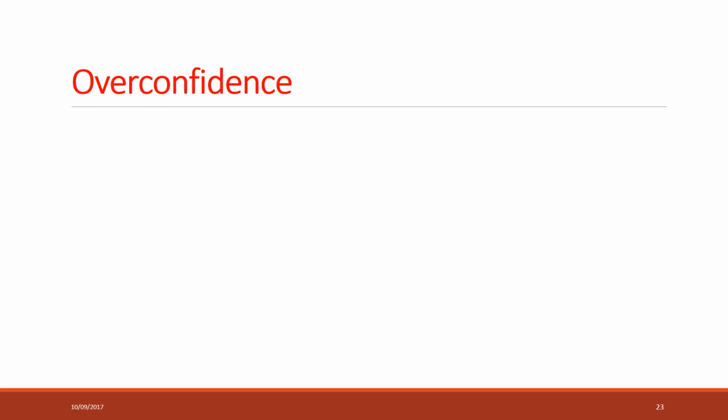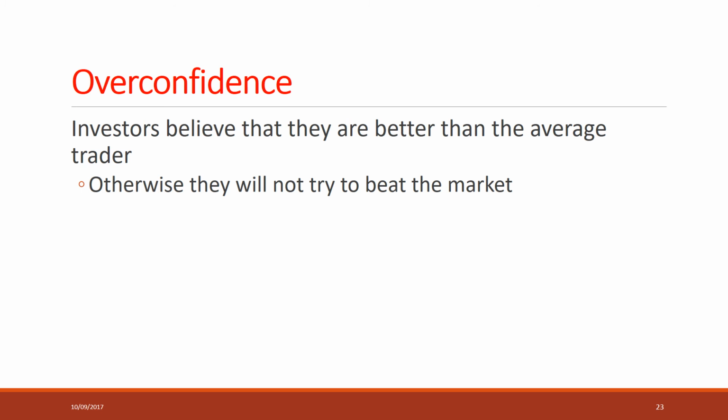Overconfidence. So how does this behavioral bias affect investors' trading behavior? Overconfidence relates to the ability of the investor to beat the market. Investors only trade frequently if they believe that they can beat the market. So the more confident the investor is, the more likely that they will be aggressive in the market.